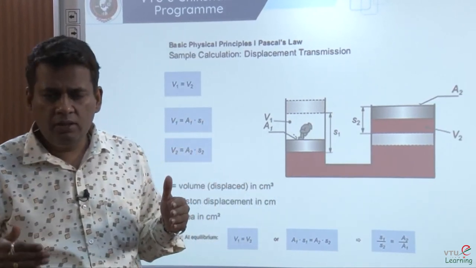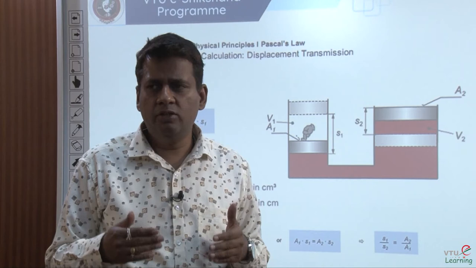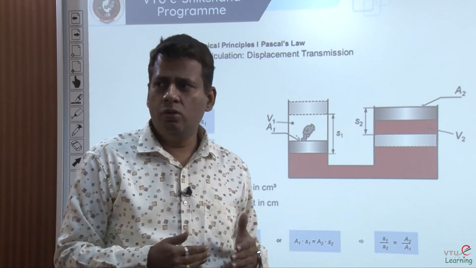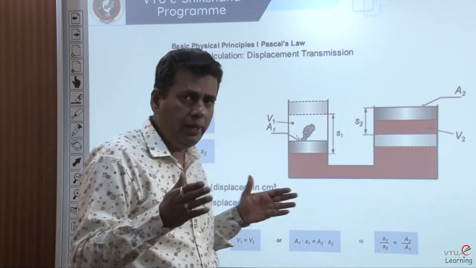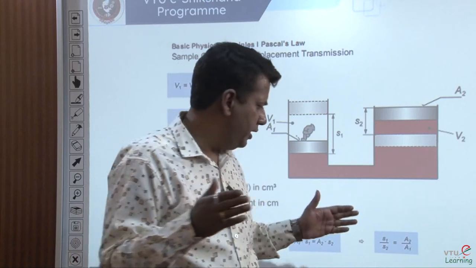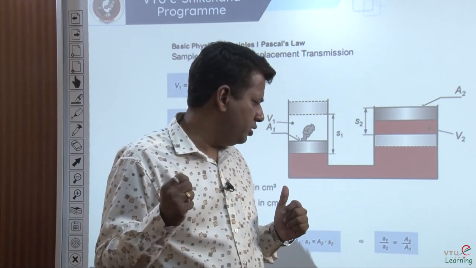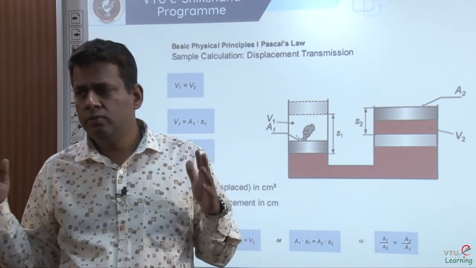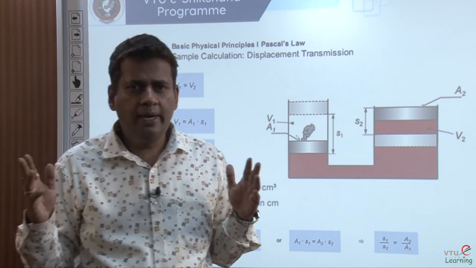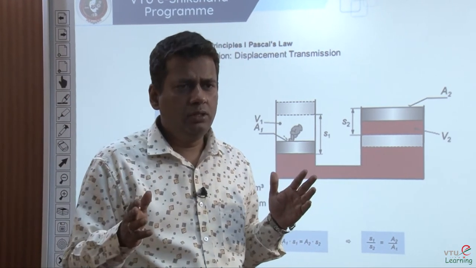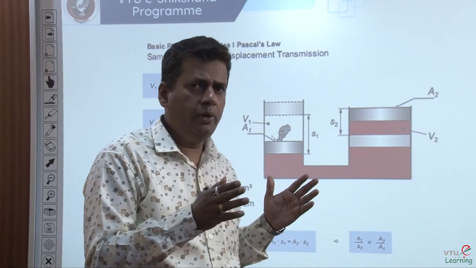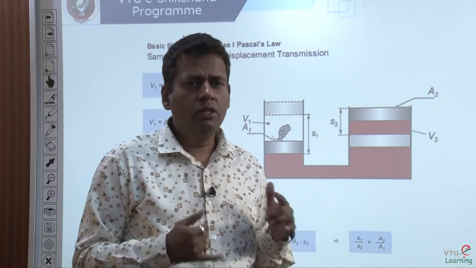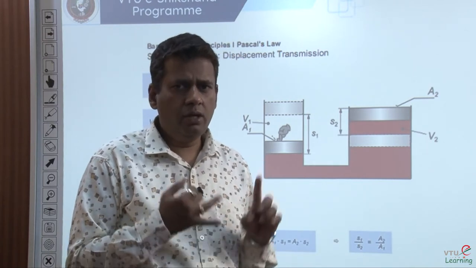We are able to link three important parameters, that is force, next area, next stroke. So if we combine all these three components, F1 by F2 is equal to S1 by S2 is equal to A2 by A1, right? So we can relate the components in such a way that the force component will be equal to the area component, and the area component will be equal to the stroke component, right? Of course, the volume is constant and pressure is constant.